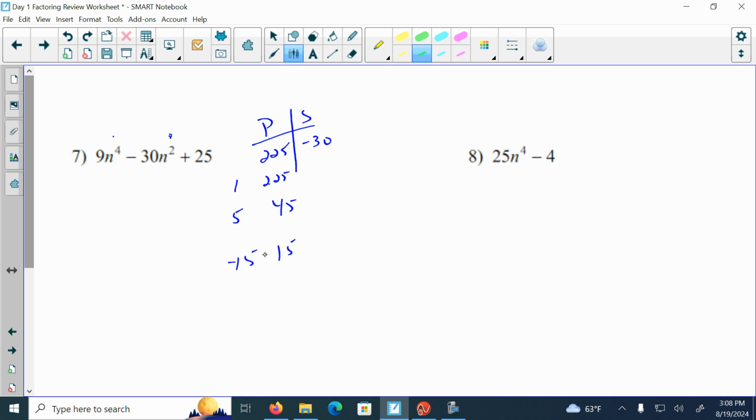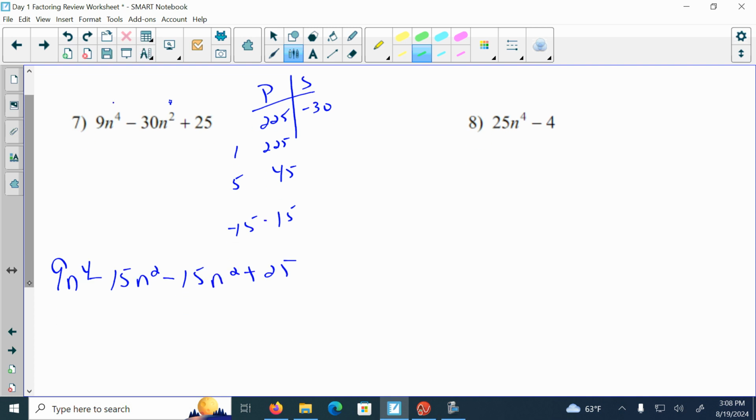Those are both going to have to be negative. So we have 9n to the 4th minus 15n squared minus 15n squared plus 25. So all I'm doing is taking that negative 30n squared and separating it as negative 15n squared and negative 15n squared. So the exponent should not mess you up. Here I can, between the 9 and the 15, I can factor out 3, between the n to the 4th and n squared, n squared.